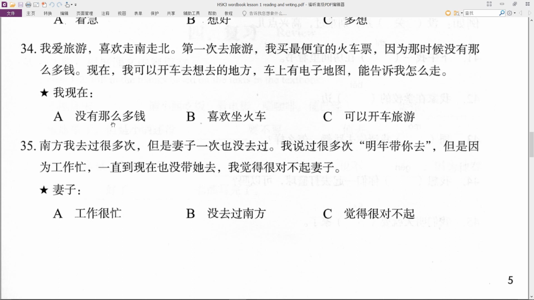So, the question is, 我现在, I now... 没有那么多钱, don't have so much money, it's not true. 喜欢坐火车, like to take train, it possibly can be true, but it didn't mention this. What it mentioned is 可以开车旅游, can drive to travel. Yeah, this is true, C is correct.